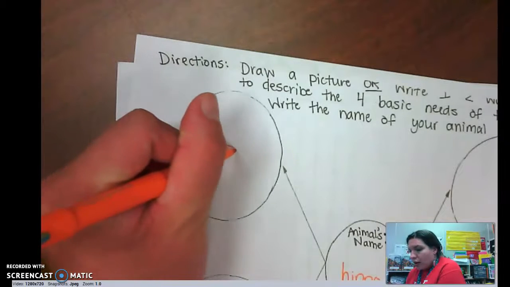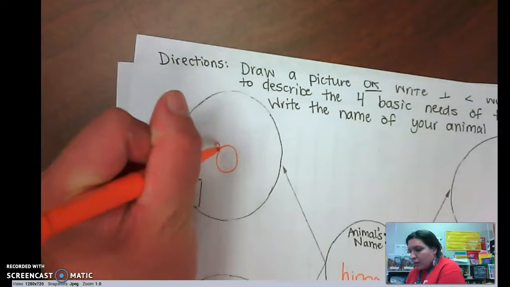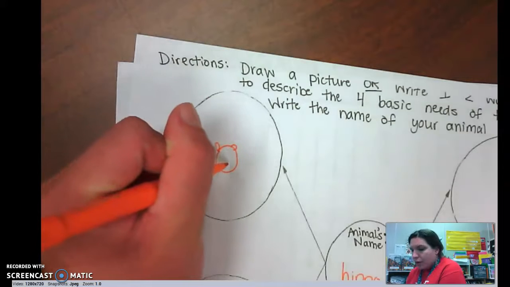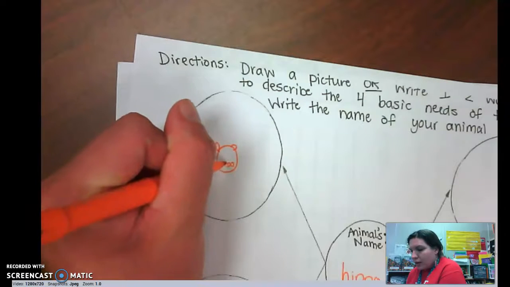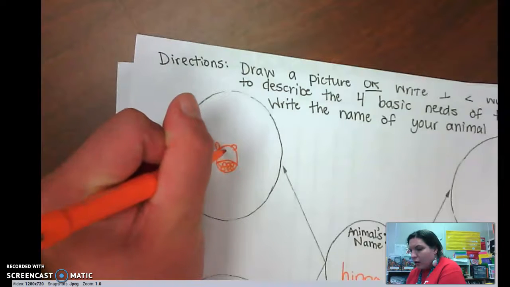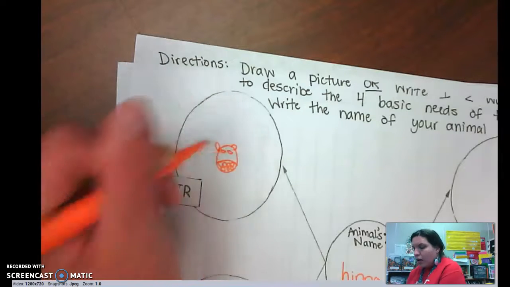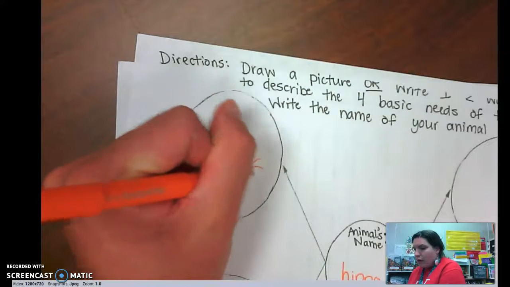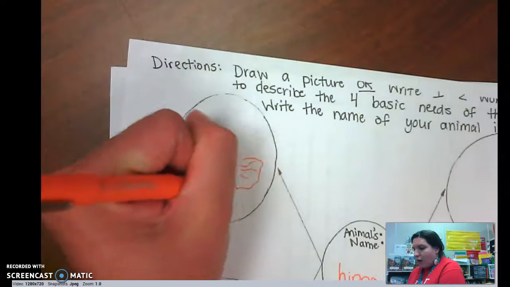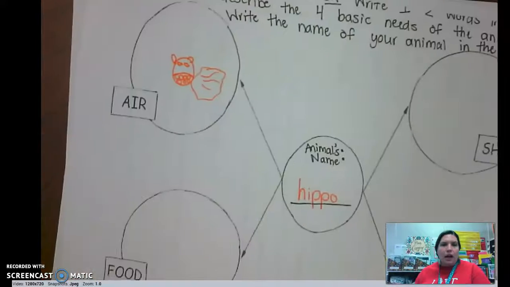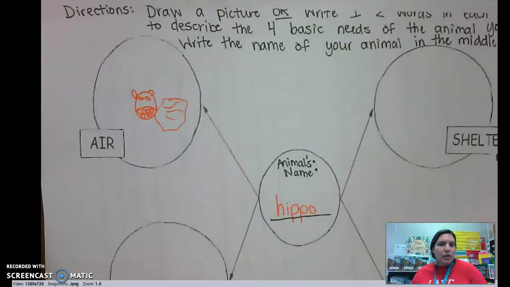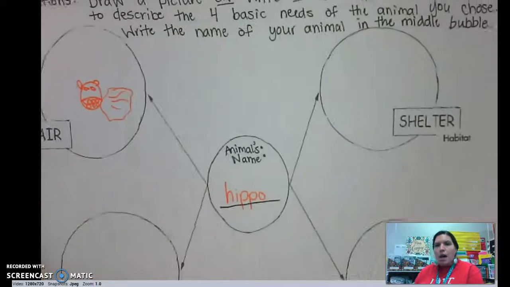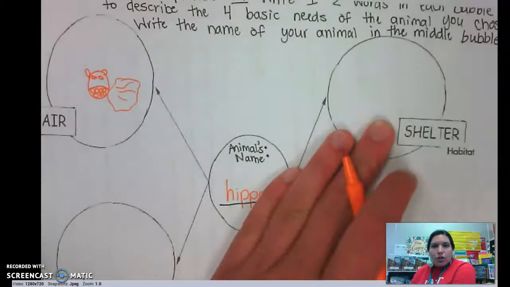So I'm just going to draw a little hippo head with some little hippo ears. They kind of have bear ears. And they have really, really big teeth. So I'm going to do that. A really, really big mouth of teeth. There we go. And I'm going to draw maybe a little puff of smoke, or maybe a little cloud even. Them breathing. Something like that. It doesn't have to be beautiful, just something to represent what you know. Then, in the box or the bubble that says shelter or habitat, I would draw a river.